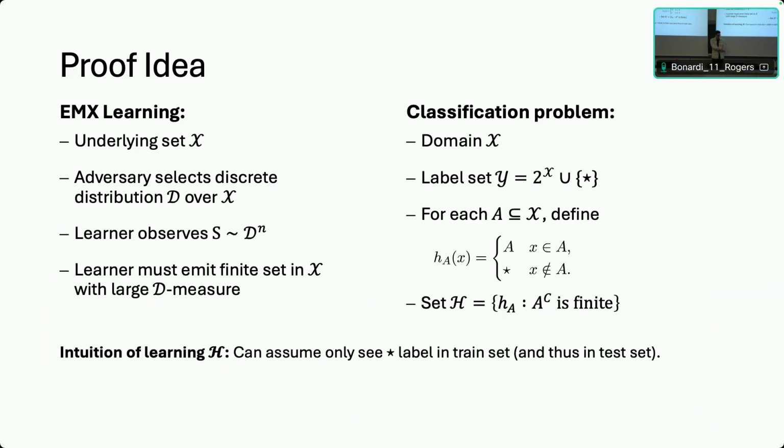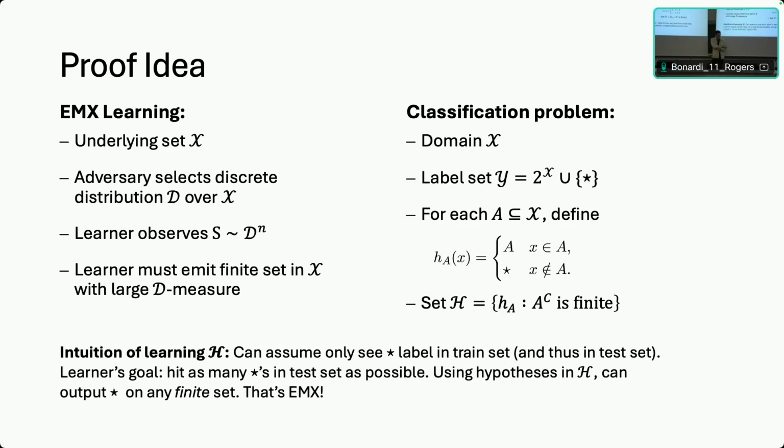Now, the intuition behind learning H is that by the first thing that I said, I can assume that I only see the star label in my train set, because otherwise I'm done. Given that I only saw the star label in my train set, informally, I'm probably only going to see the star label in my test set. So I really just want to hit the test stars. My learner's goal is to hit as many of those stars in the test set as it can. Using hypotheses in H, using my properness requirement, I can output star on any finite set that I want. And that's exactly EMX learning.